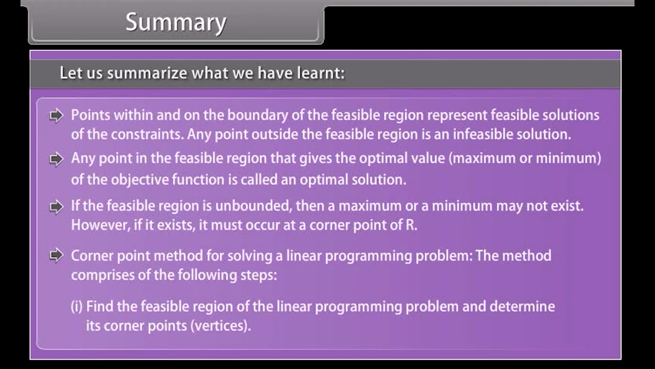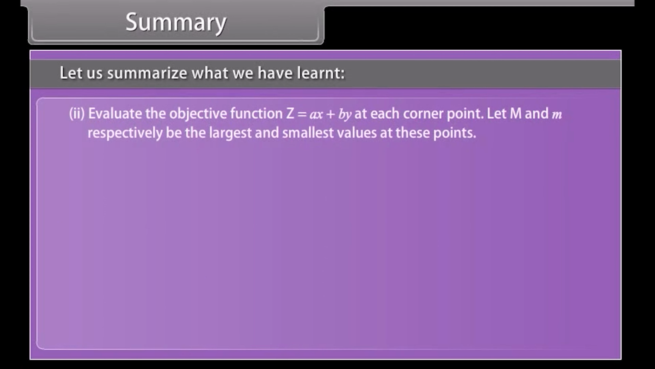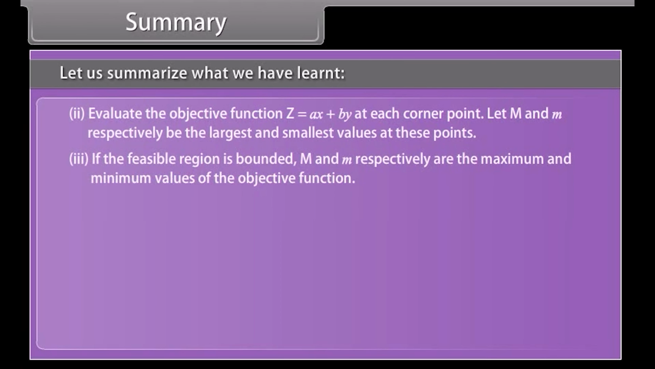1. Find the feasible region of the linear programming problem and determine its corner points (vertices). 2. Evaluate the objective function Z equals ax plus by at each corner point. Let M and m respectively be the largest and smallest values at these points. 3. If the feasible region is bounded, M and m respectively are the maximum and minimum values of the objective function.